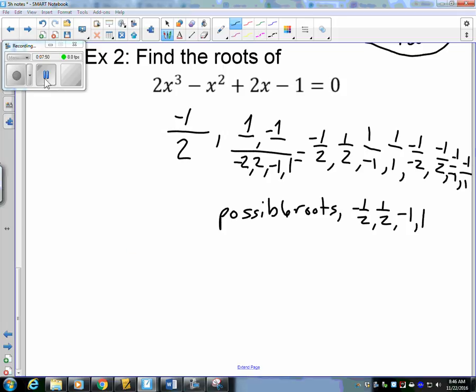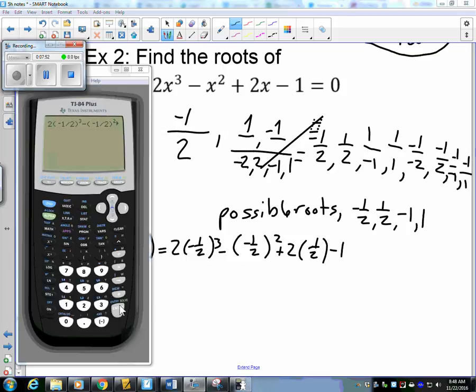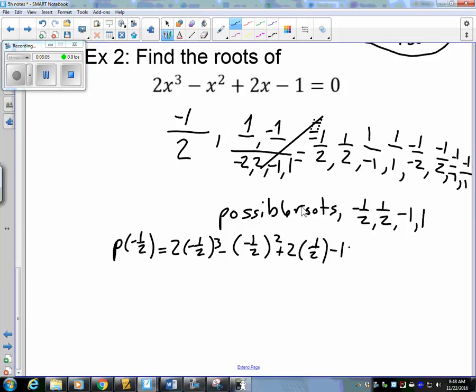So I put this into the calculator, put parentheses around the possible roots, enter, and this equals -2.5. So that does not equal 0. So therefore, this is not a possible root. It has to equal 0. So let's test the next one.